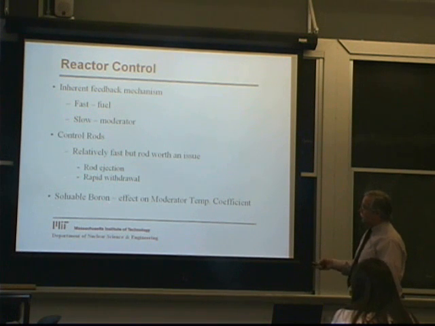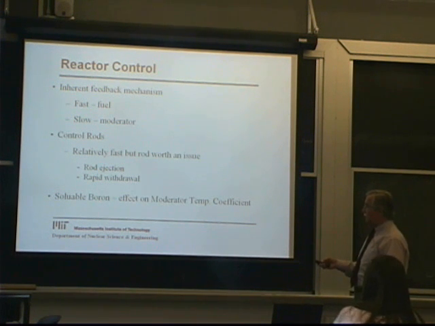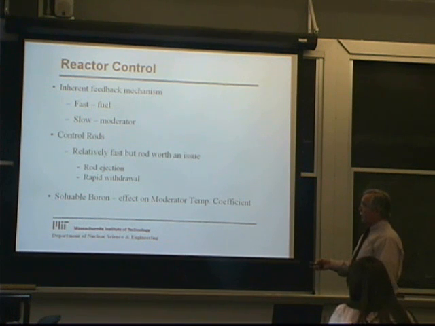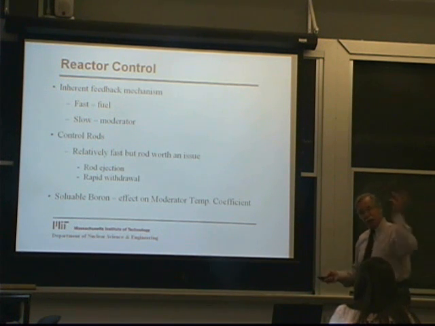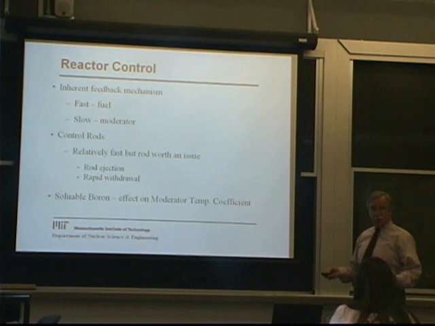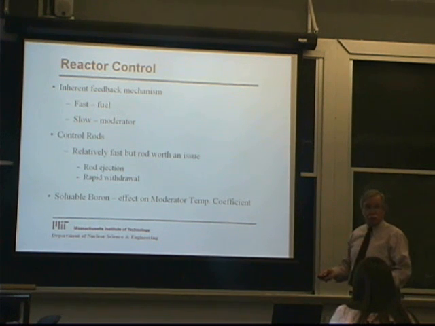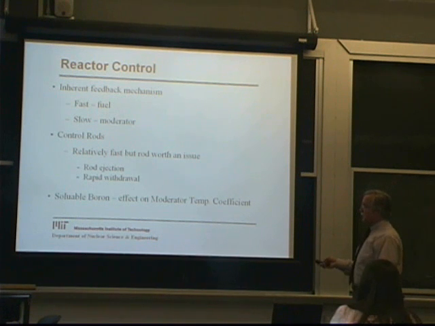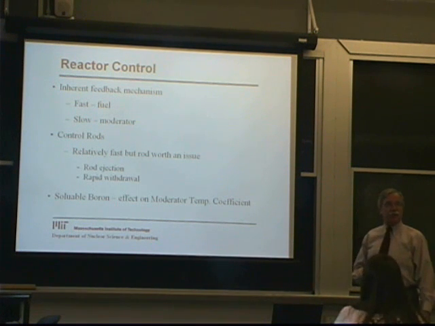The other control mechanism is soluble boron, and obviously that is a slow process. You're not going to add a lot of boron into the reactor quickly because it's just hard to do. It's contained in the coolant. Now, let's talk about this soluble boron and its effect on moderator temperature coefficient.